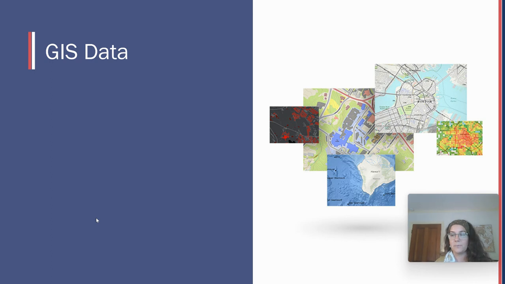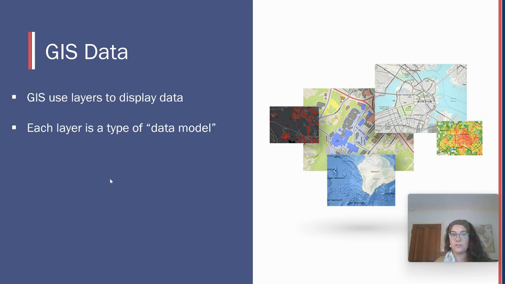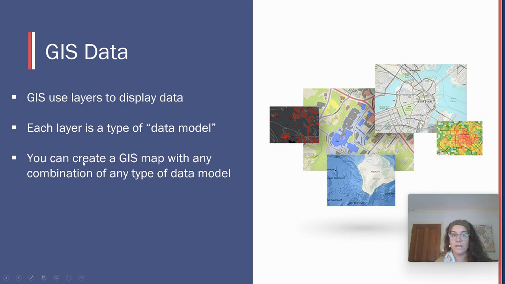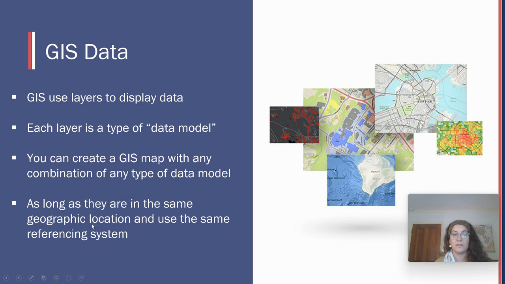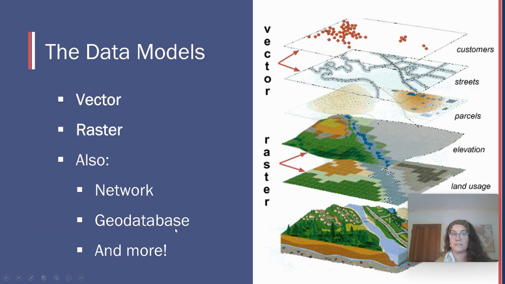So here are some examples of GIS data. We use various layers to explain or display or communicate data. Each layer type is going to be a data model, and you can create a GIS map with any combination of these models, as long as they are in the same geographic location and referencing system.